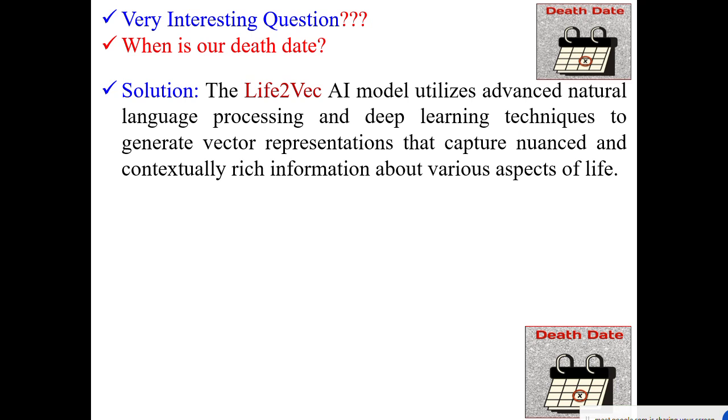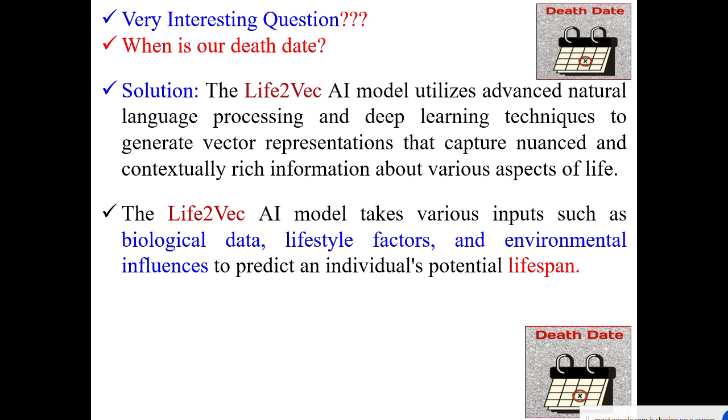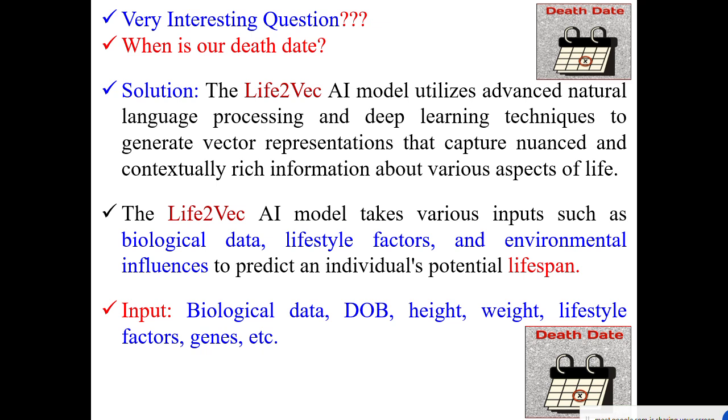This model utilizes advanced natural language processing techniques. There are 10 techniques, like tokenization, and many others. And we are also using advanced machine learning and deep learning concepts like CNN, RNN, LSTM, Keras, TensorFlow, PyTorch, etc. We are finding rich information about various aspects of life. So the Life2Vec AI model takes various inputs such as biological data, lifestyle factors, and environmental influences to predict an individual's potential lifespan. So what is the input of our project?